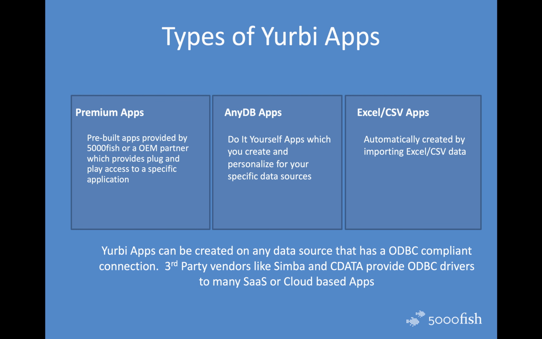Now, we sort of hit this in the last planning video, but there are three types of Yurbi apps. There's your premium apps. There's the NEDB. Those are the ones that we talked about showing up in the architect.